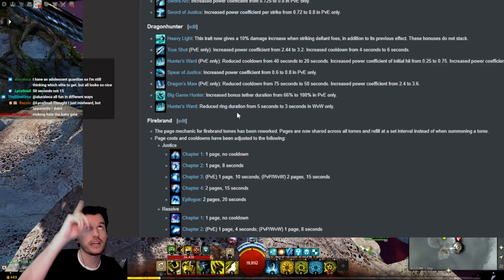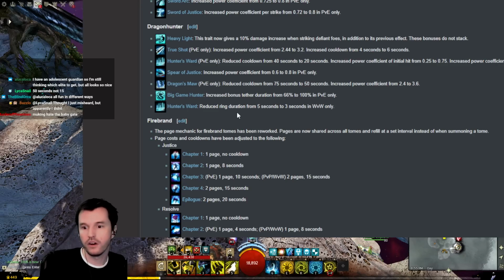So if you're just arrows, arrows, dodge roll, you don't get the baby gate. That's the standard defense to that if you get caught in it. Maybe that'll help somebody out.